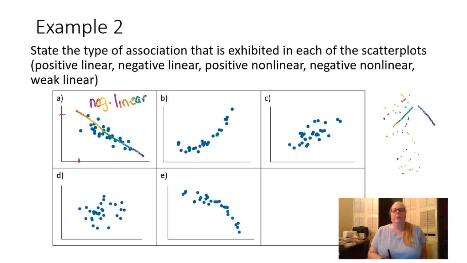B, the dots are all heading in an uphill direction, so this is going to be positive. I actually have kind of a little hook going on back here before things start heading in a linear direction. But because of this little hook, we're going to say this is nonlinear. And since it's going uphill, my larger values of X are going to be corresponding with larger values of Y. This is going to be a positive nonlinear association.